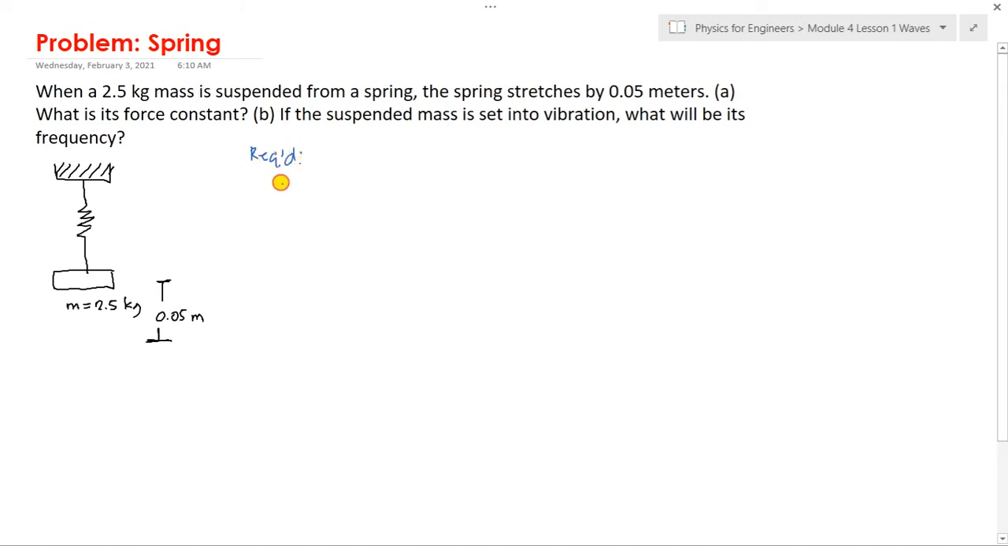Required, the first one, is we're going to solve the force constant. Again, what is the other term for force constant? This is just the same as the spring index. So that would be K. And then B is if the suspended mass is set into vibration, so it vibrates, what will be its frequency? So F.